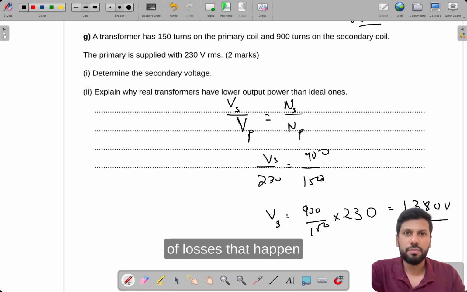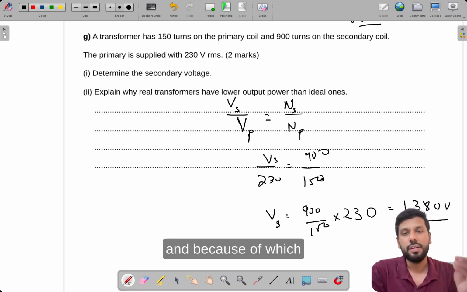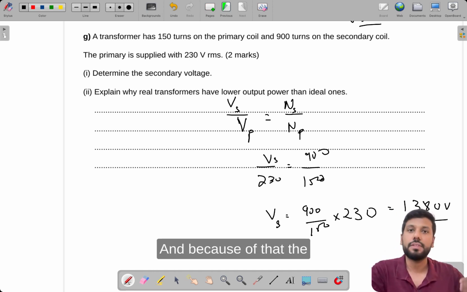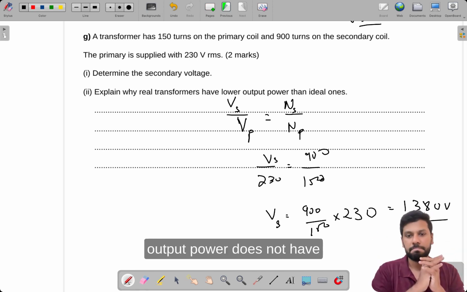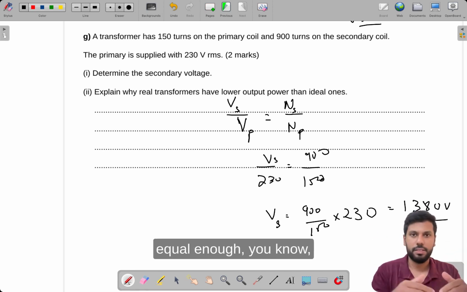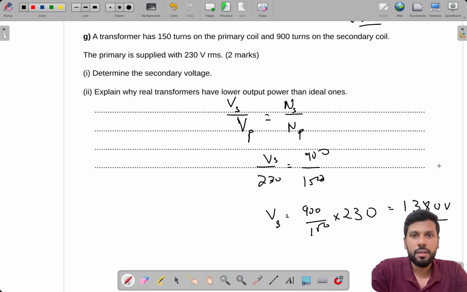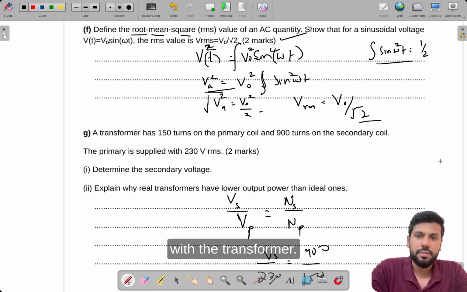These are the types of losses that happen, and because of them the input power and output power mismatch. In an ideal transformer they would match, but in a real one your output power is always lower than your input power. So that is what happens with the transformer.